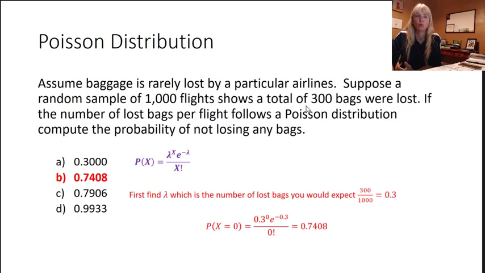You have to compute it. So we would expect 300 out of 1,000, 0.3, as lambda. The probability I'm looking for, X equals 0, if the number of bags follows a Poisson, is the probability of not losing any bags. So X is 0. It's e raised to the negative lambda, divided by X factorial. Throw all that in the calculator, and that's what you get.